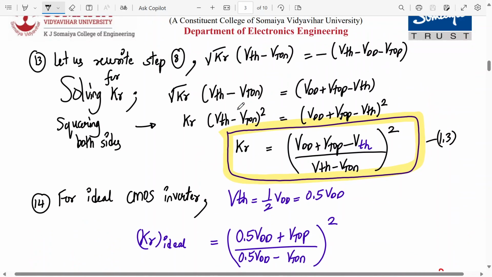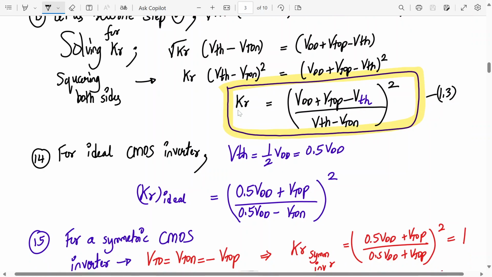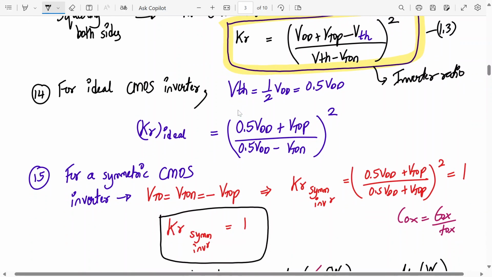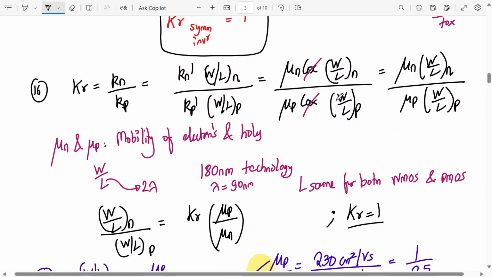Then we have derived the ideal inverter. This is the inverter ratio. KR is called as the inverter ratio. Let me write it here. This KR is the inverter ratio. Then we have derived the condition for ideal CMOS inverter and symmetric. So for that KR is equal to 1.